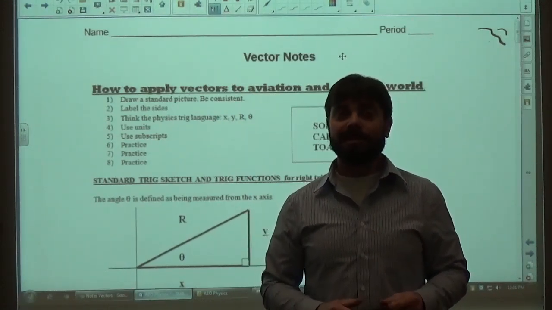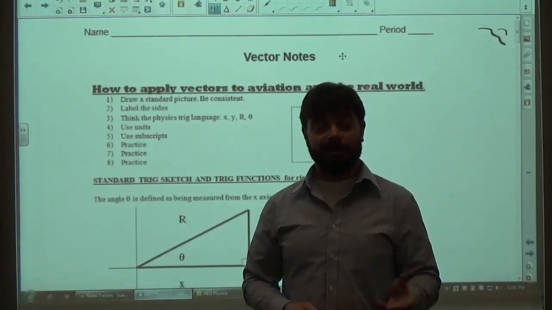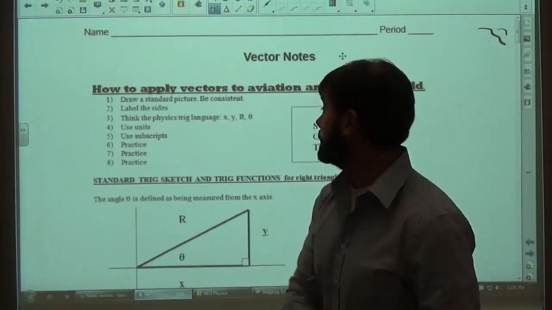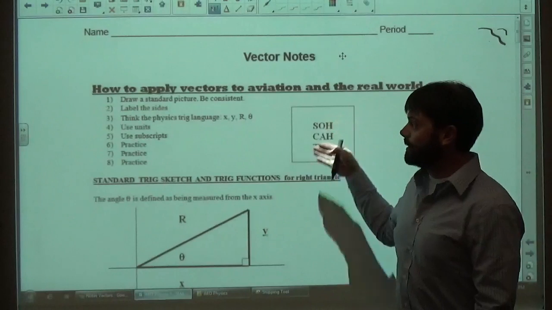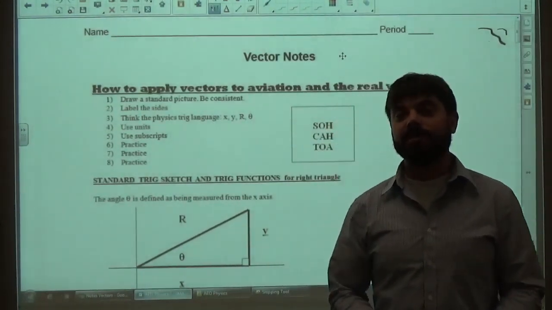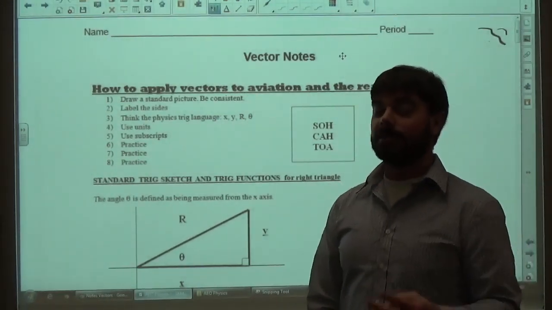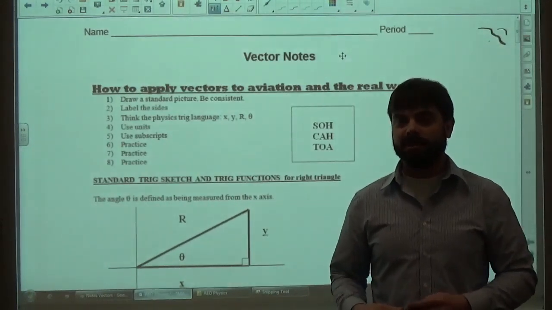A lot of this is going to be just mathematical applications of vectors, and I'll show you guys later on how that applies to everything that we're learning. So to get started, if you take a look at your notes, the three trigonometry functions that you are going to have to use are sine, cosine, and tangent. A lot of what we do when we're dealing with two-dimensional motion or forces is try to break things into right triangles.